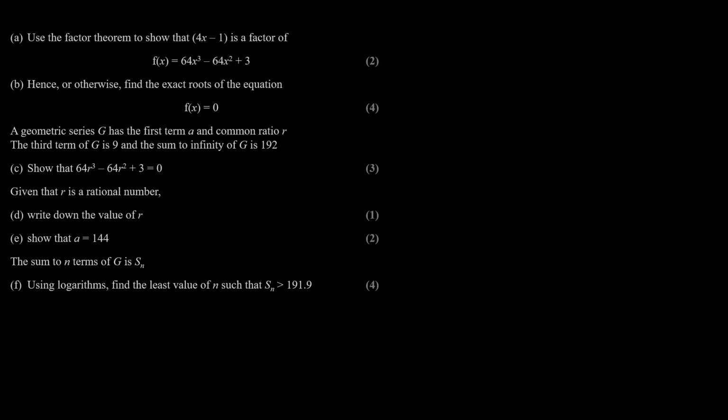When 4x minus 1 is a factor of f(x), the remainder, f(1/4), must be 0. So, substituting x equals 1/4 and solving the expression, f(1/4) equals 0. Thus, 4x minus 1 is a factor. Now, we need to find the roots of the equation when f(x) equals 0.